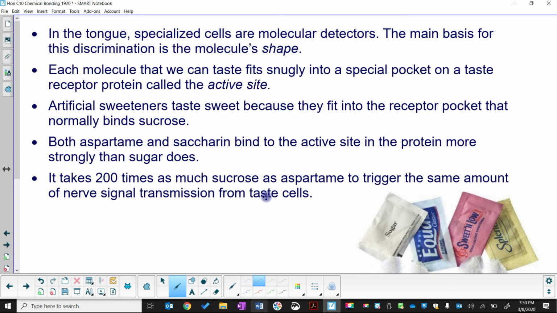So how do they work? The tongue has molecular detectors. The reason that things taste good is based on the molecule shape. So everything that we taste fits into this special area on our tongue, a taste bud, which is a protein called an active site. It actually detects those sweeteners. Artificial sweeteners taste sweet because they fit there just like sugar. Lots of times they also bond there more strongly than sugar. So you need 200 times as much sugar as you do an artificial sweetener. Not only are you using less, but it's metabolized in a different way, so you don't get the calories.